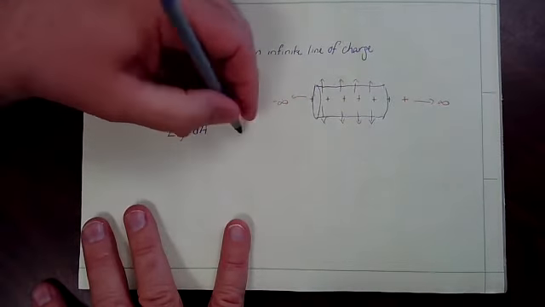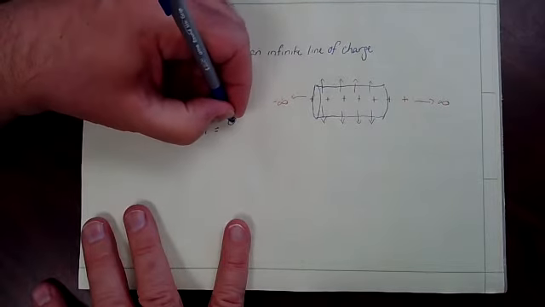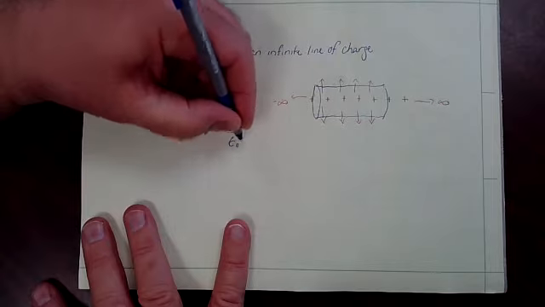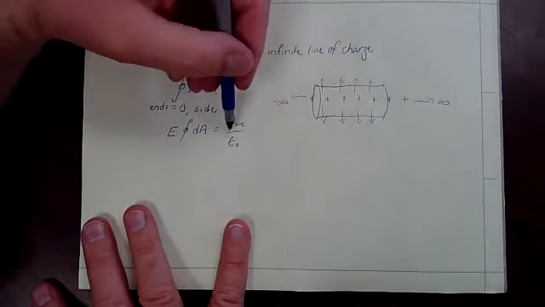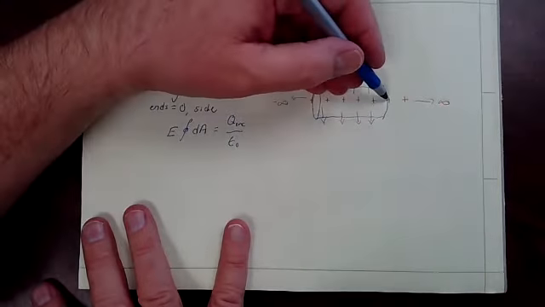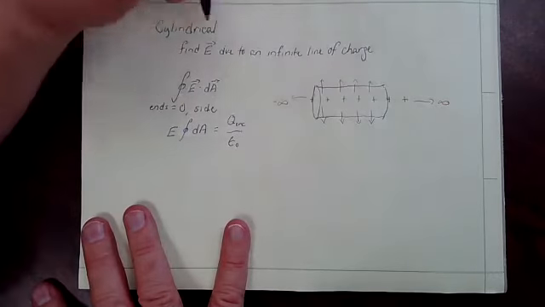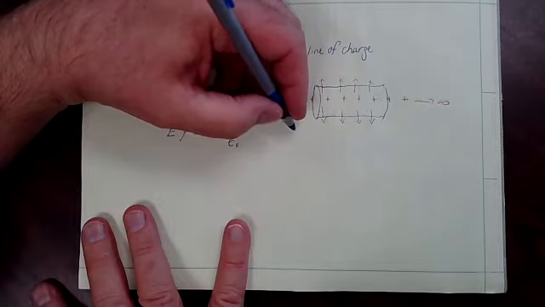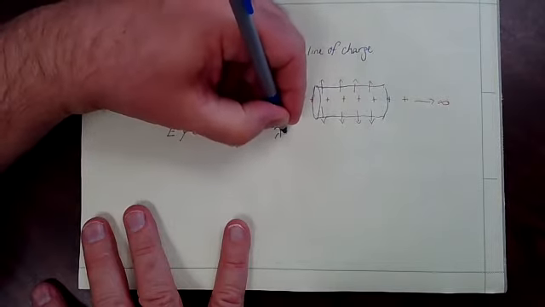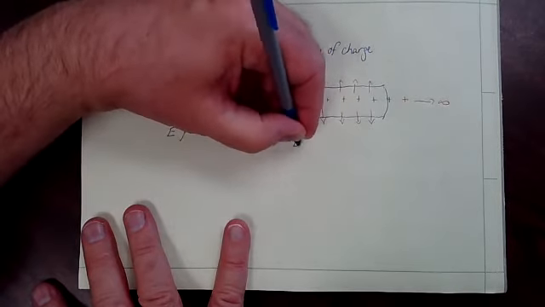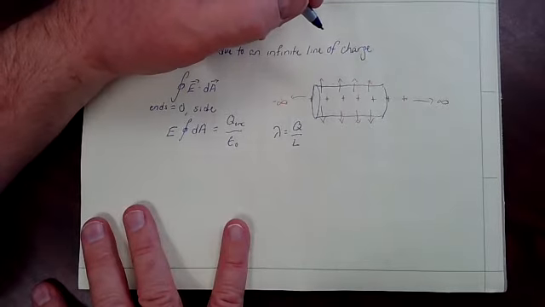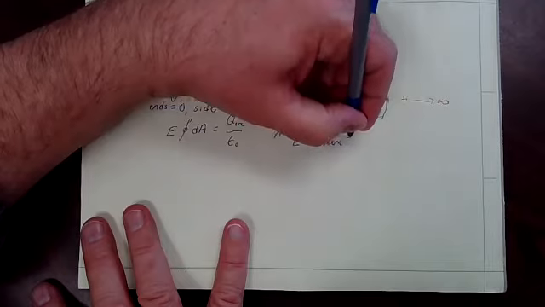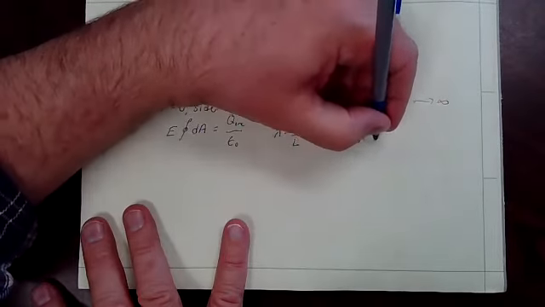And that's equal to the charge enclosed over epsilon naught. Now the charge that's enclosed is going to depend on what the length is. So if we've defined a linear density, that means lambda would equal the whole Q divided by the length. Then the charge enclosed is just equal to our linear charge density times the length.